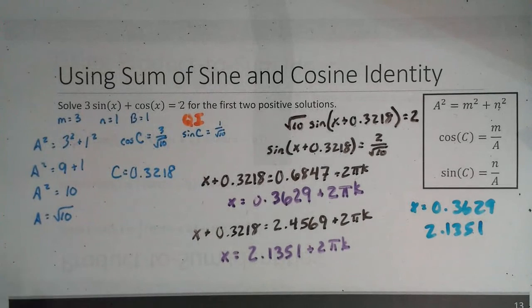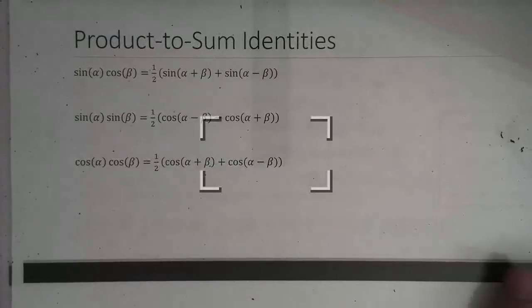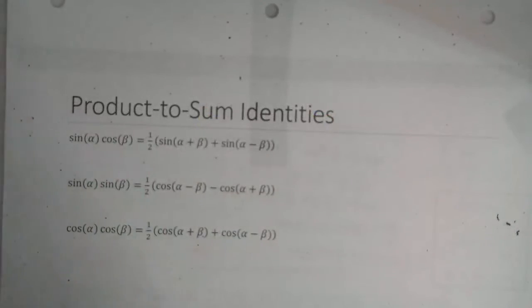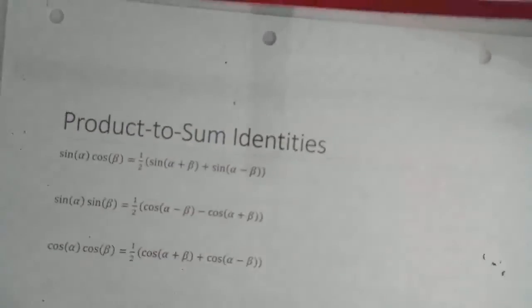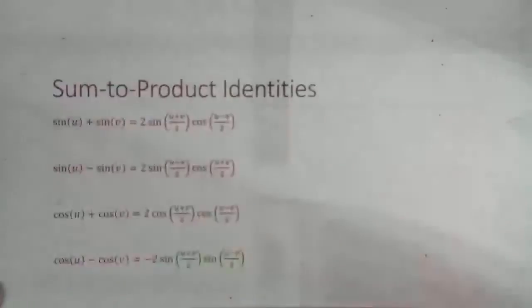We have a few more identities to look at. I'd like to show you the product to sum identities as well as the sum to product identities. These are both on your formula sheet on the right-hand side. So we're going to use these to help us. Product to sum, sum to product. See if I can find the problems we're supposed to be working on. That one.